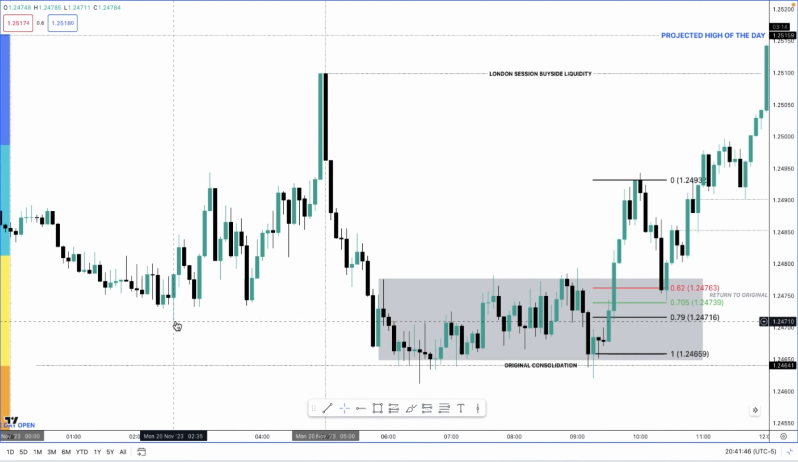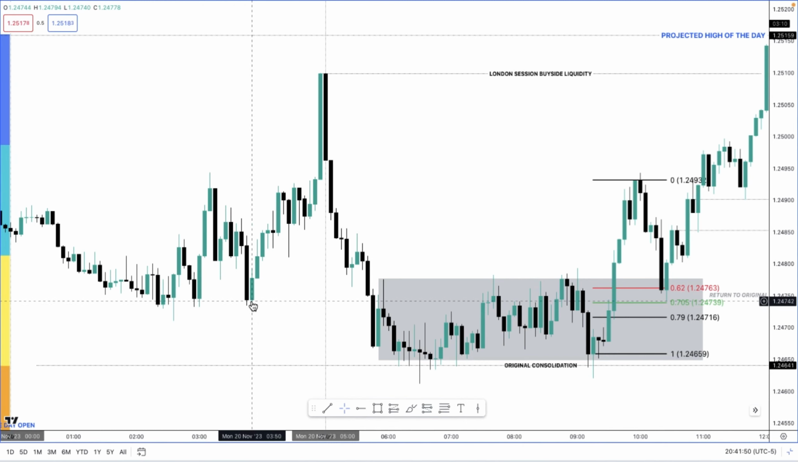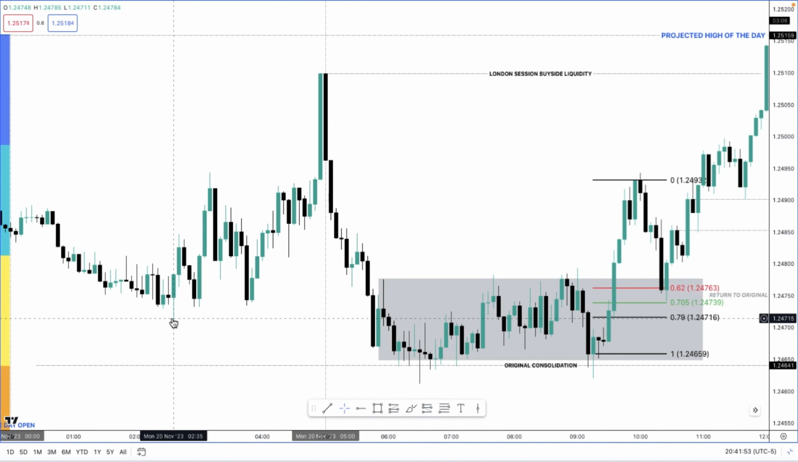Trust me, if the market was trading around here, I would anticipate this low formed at 2:35 to be the low of the day. Because look what time it gets violated. Way after London. Can you notice that this low only gets violated when? After London.